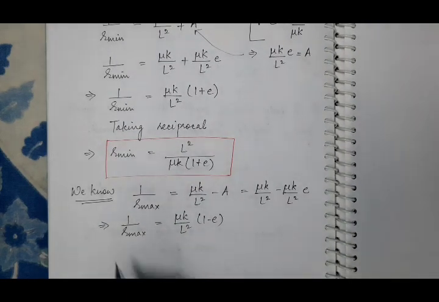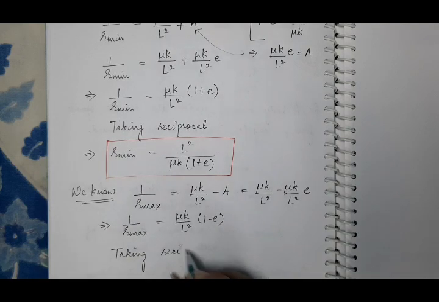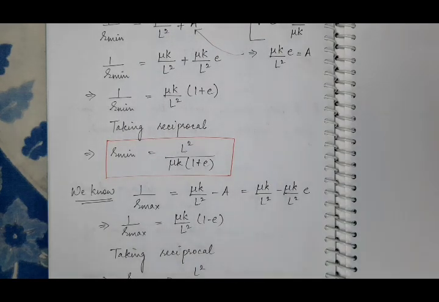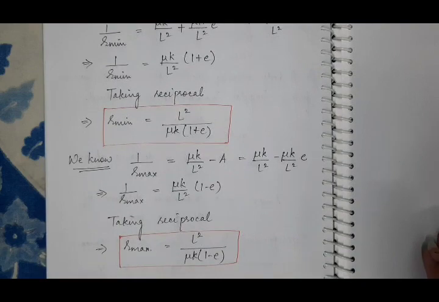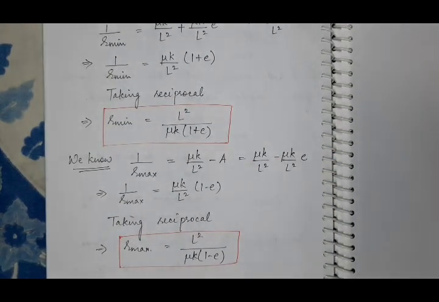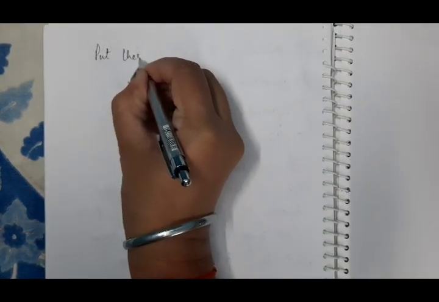Then take its reciprocal. Then we have the expression for R maximum. It is equal to L square by mu k into 1 minus E. And you have to remember these expressions of R maximum and R minimum in terms of E for the numericals. And now put both of these values in equation A.